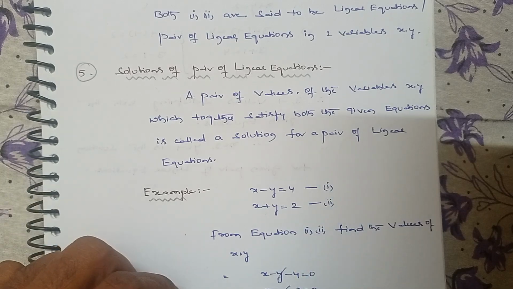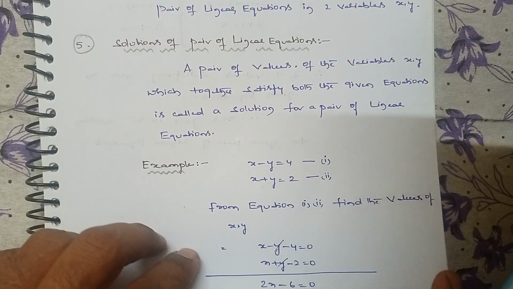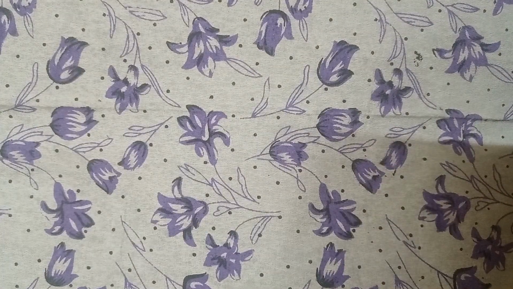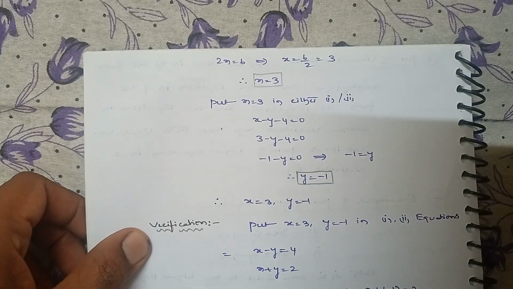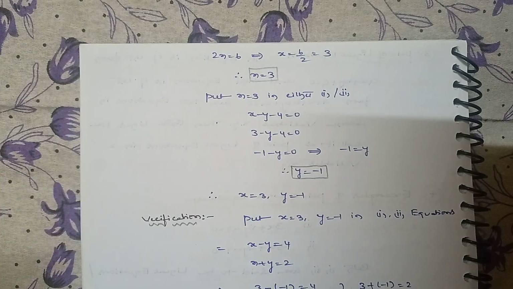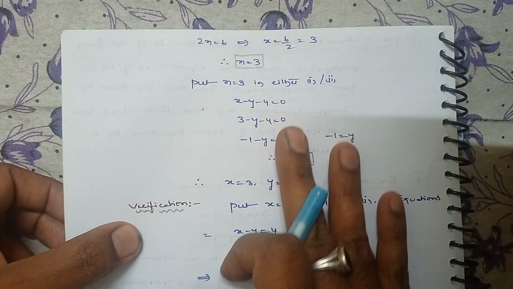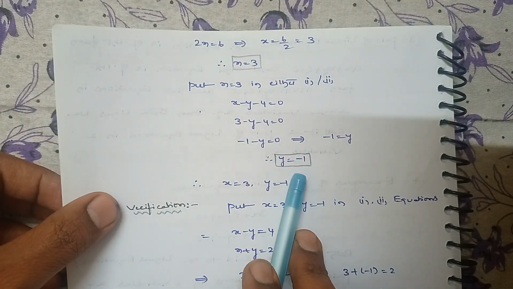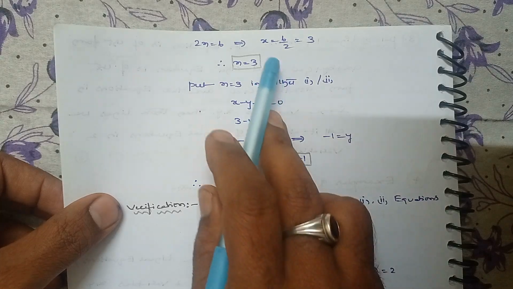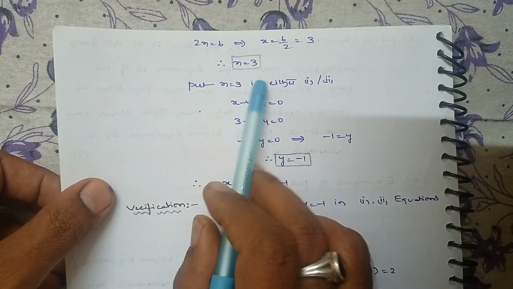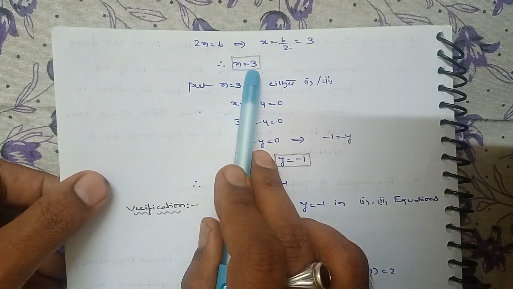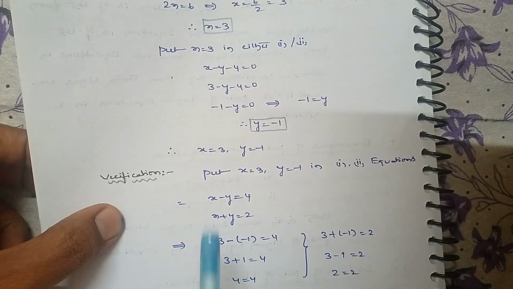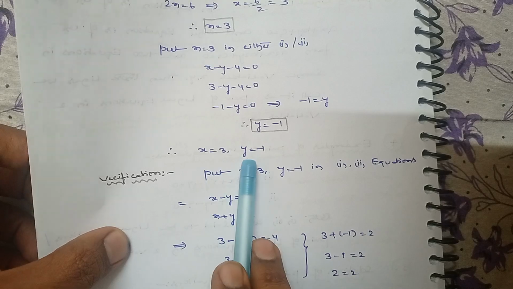So I solve. Students, this solving method we'll discuss in the further class. First you should understand how to get the values of x and y, so you concentrate here. After solving, I got x equal to 3 and y equal to minus 1, guys. The solving method we'll discuss in the next class, but you see how we got the values, x equal to 3, y equal to minus 1.